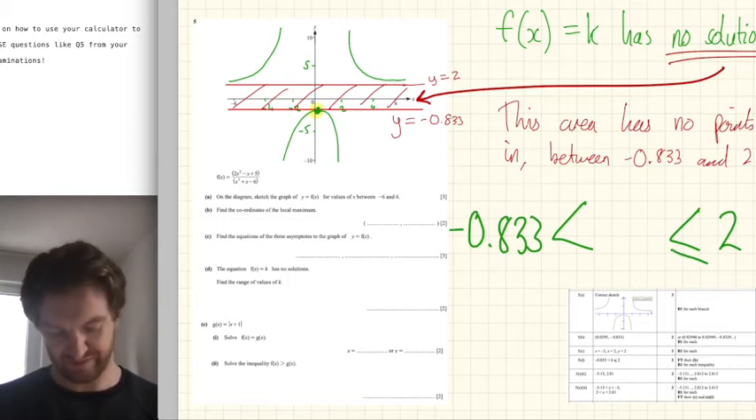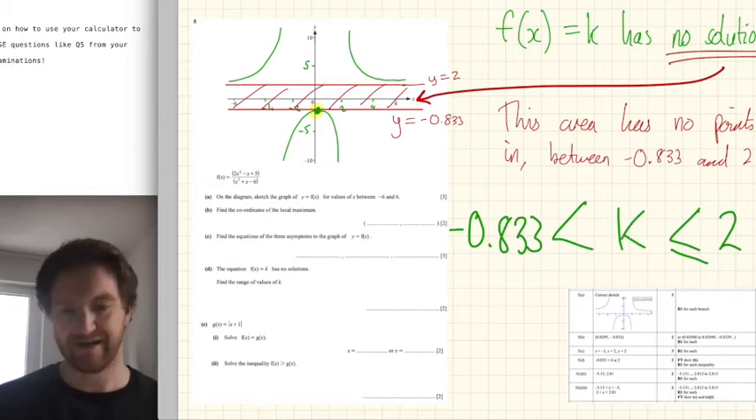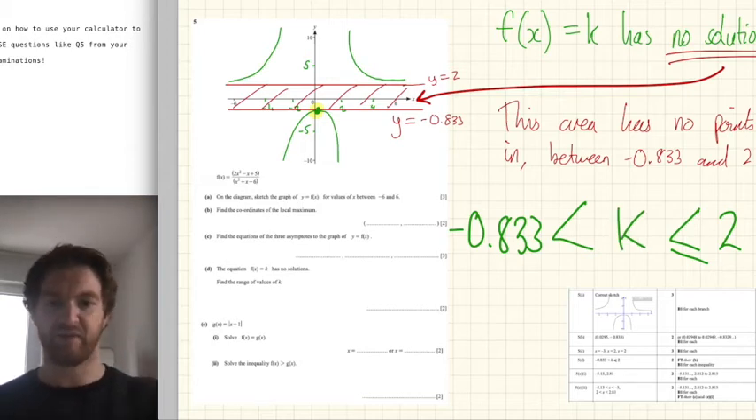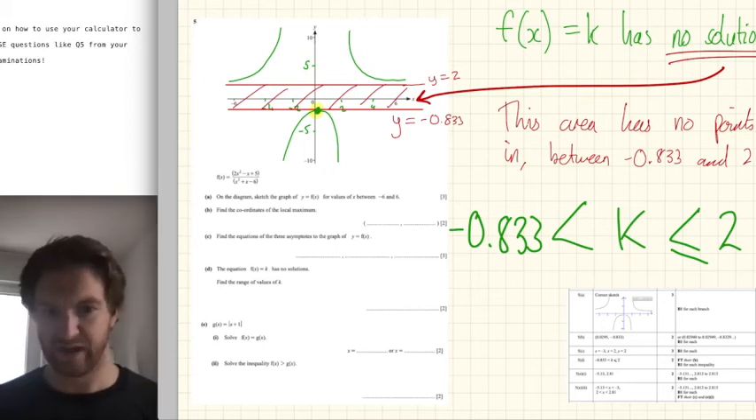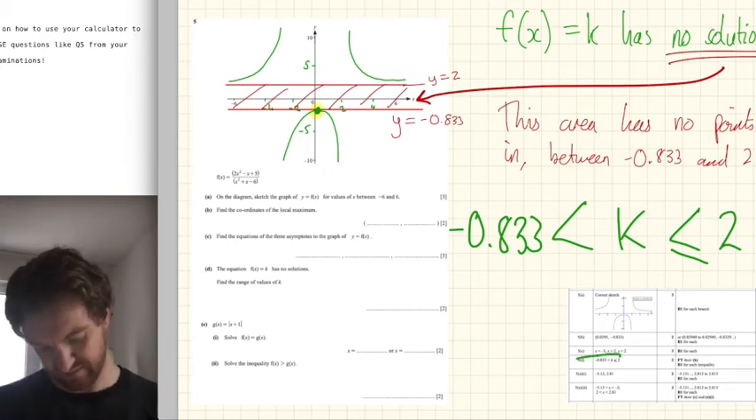And of course, we want to find the value of k. So k is in the middle because it's that range. It's below 2, but above -0.833. And that's obviously this here.